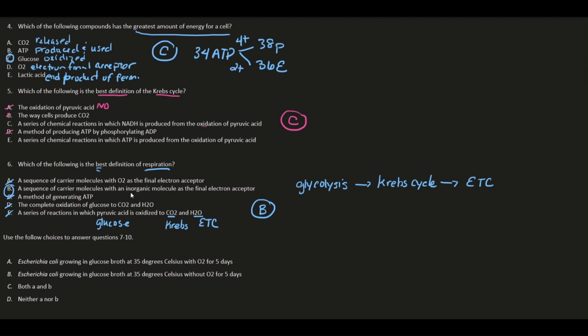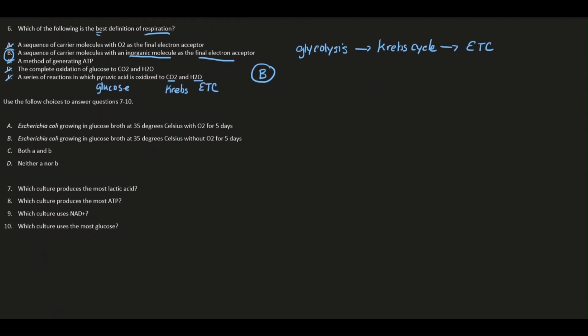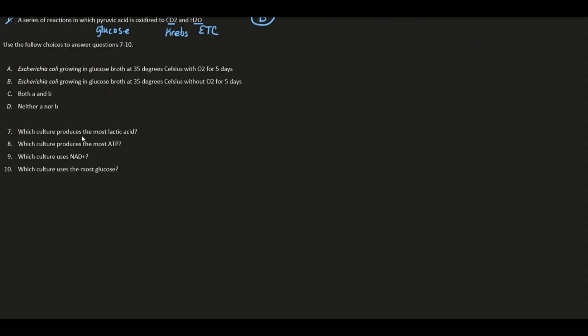Inorganic molecules would have to be found outside of the cell and come in to be the final electron acceptor. Now we have our last few questions. Use the following choices to answer questions 7 through 10. A. Escherichia coli growing in glucose broth at 35 degrees Celsius with O2 for 5 days. B. Escherichia coli growing in glucose broth at 35 degrees Celsius without O2 for 5 days. C. Both A and B. D. Neither A nor B.